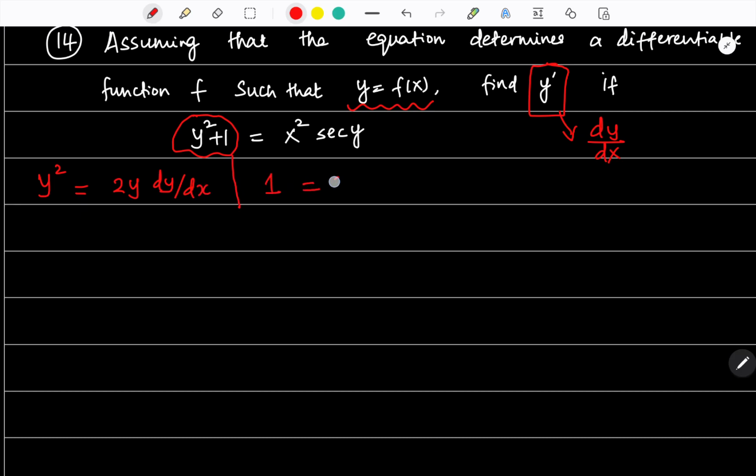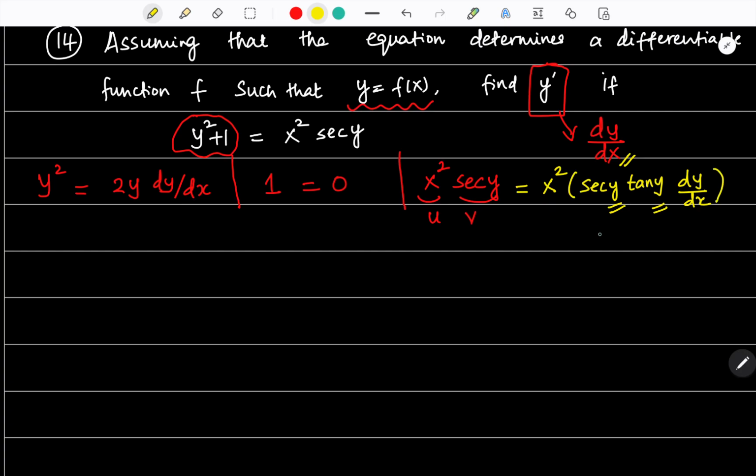What's the derivative of 1? 0. What's the derivative of x square secant y? This is a product rule. This is u and this is v. This equals x square, you keep it. Derivative of secant y is what? Secant y tan y. If you stop here, you have done with respect to y only. But the question is what? You have to do with respect to x. So secant y tan y dy by dx plus keep secant y. Derivative of x square is what? 2x. So I told you all the things in a separate way.